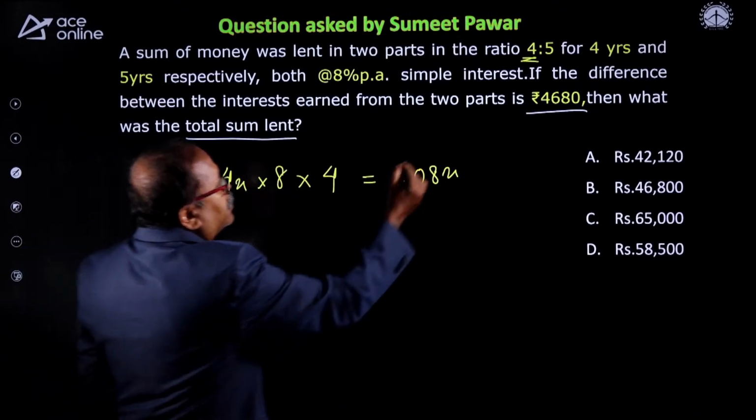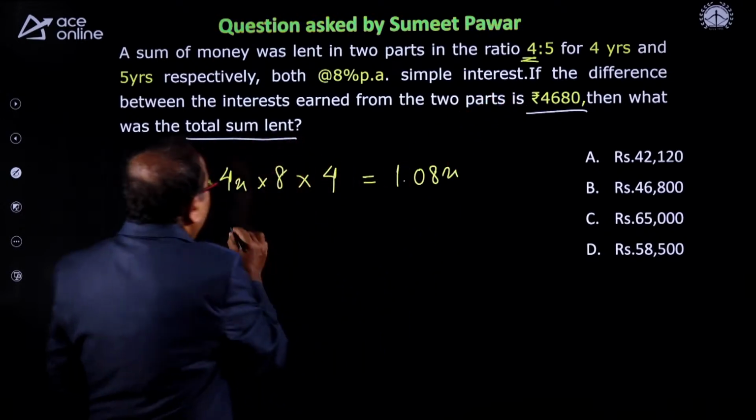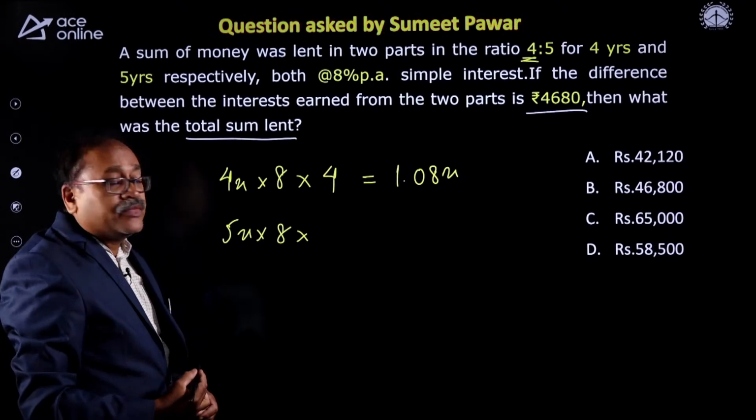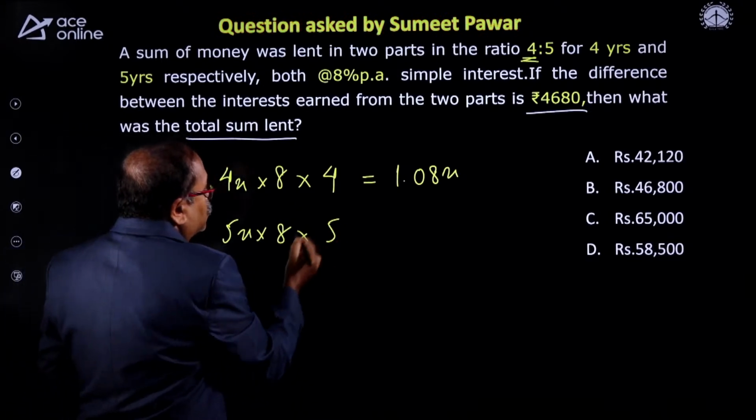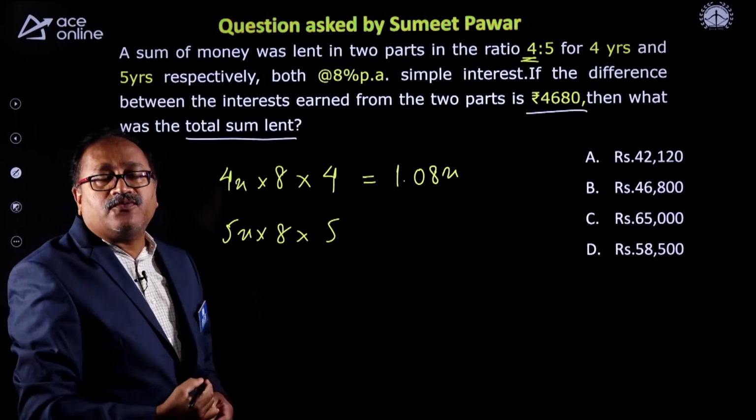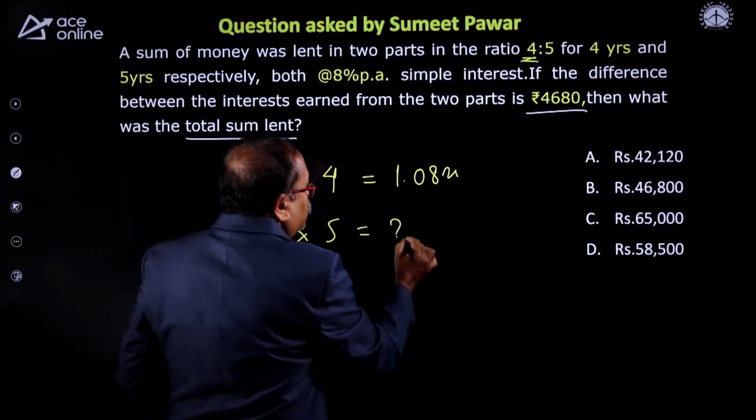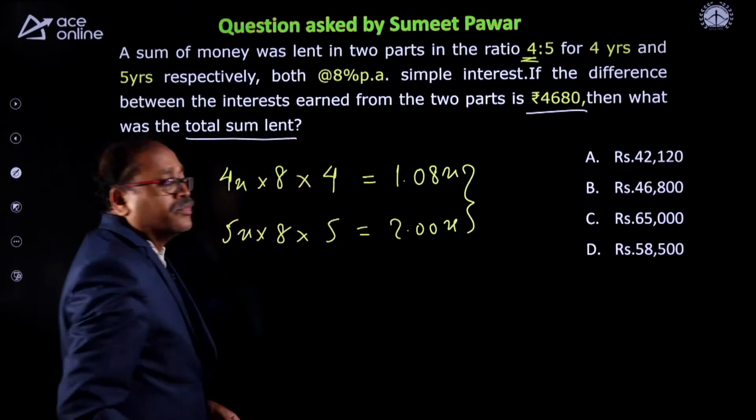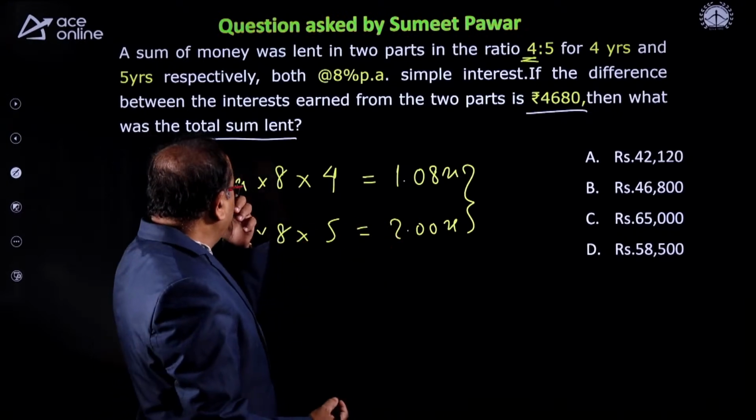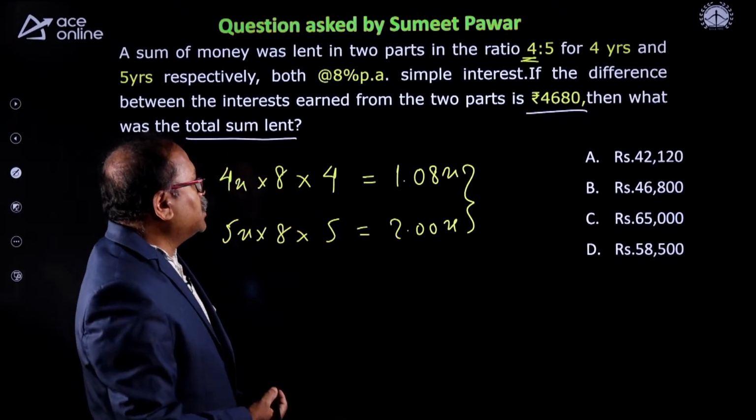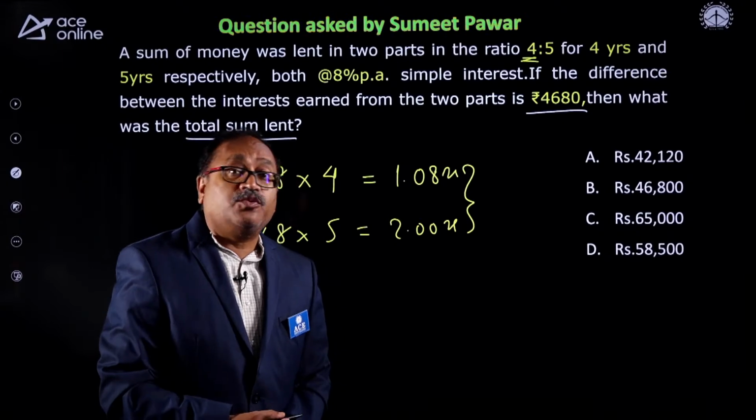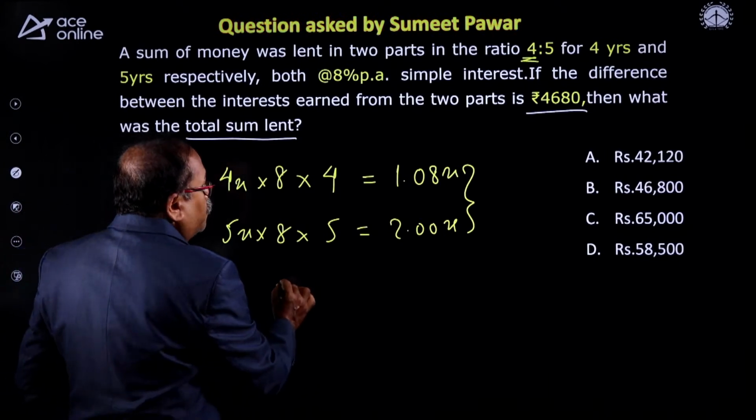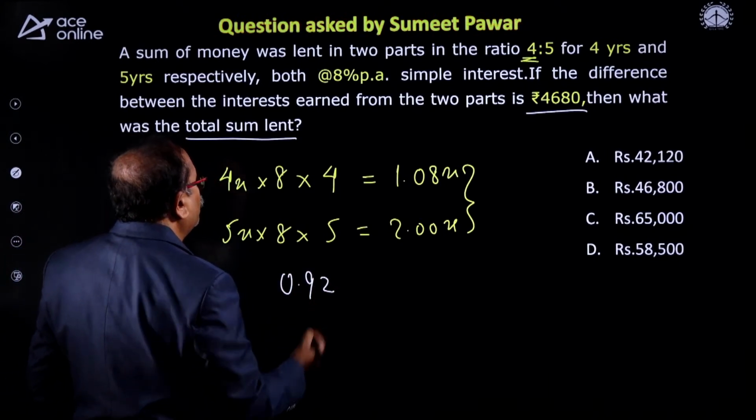And what is the interest, Sumit? It is for you, my friend. That is 5x here. And what is the rate of interest? 8%. And what is the time? 5 years. So 8 5s are 40, and 40 into 5, that's 200. So that is 2.00x. What is the difference between these two? So the difference between these two is 0.92. So let's take this one, Mr. Sumit, 0.92. I hope I am right.